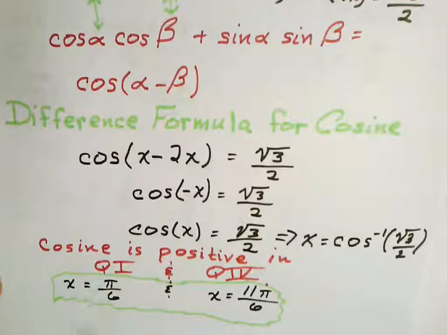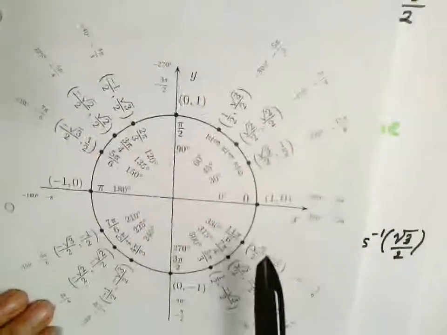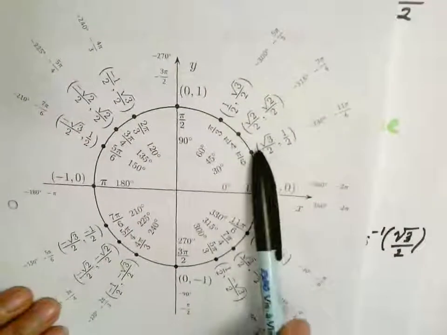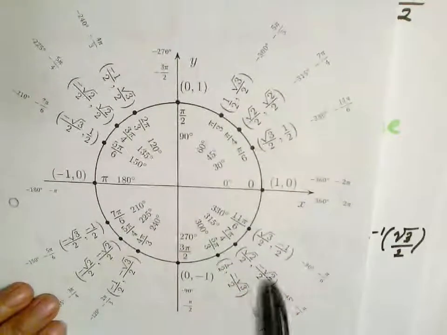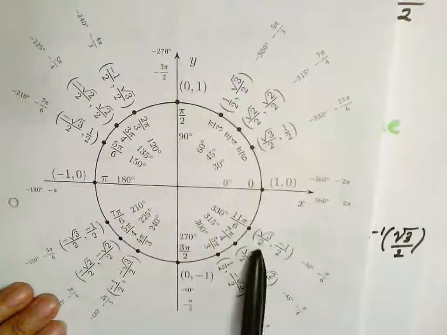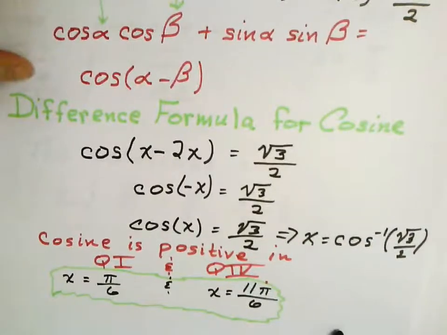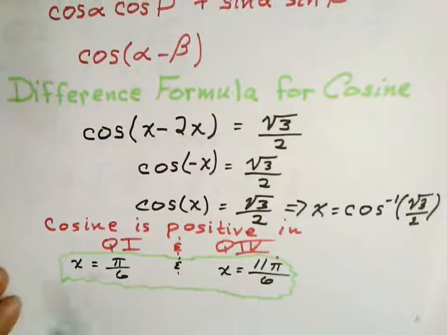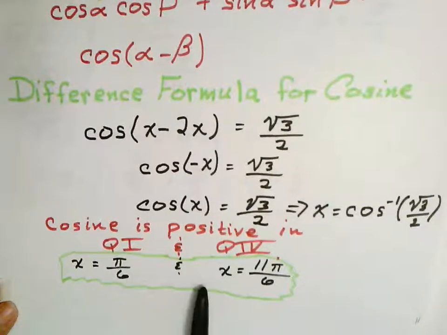Well, cosine is positive in the first and the fourth quadrants. So let's look in the first quadrant. You see right here, cosine is the square root of 3 over 2 at pi over 6. In the fourth quadrant, the square root of 3 over 2 is at 11 pi over 6. So our solutions here will be x is equal to pi over 6 and x is equal to 11 pi over 6.